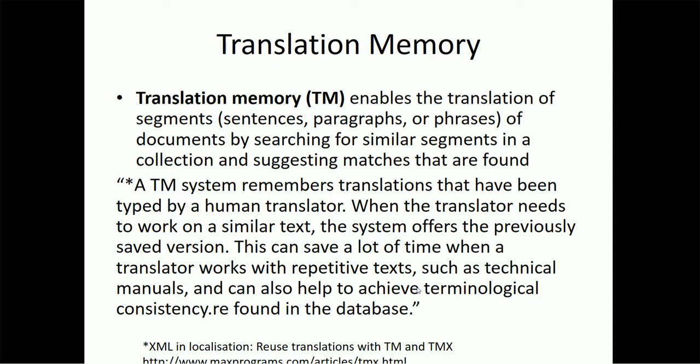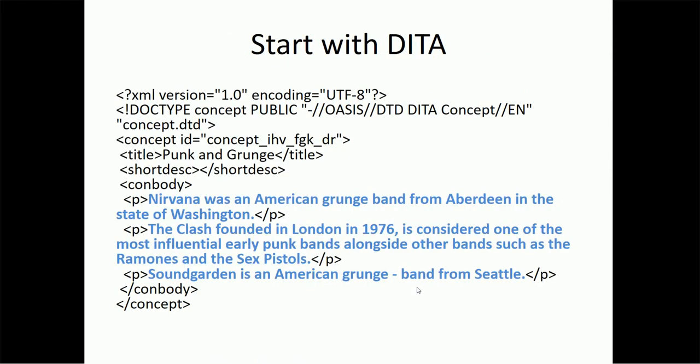Translation memory enables the translation of segments, sentences, paragraphs, or phrases of documents by searching for similar segments in a collection and suggesting matches that are found. To quote the reading that you did to prepare for this class, a TM system remembers translations that have been typed by a human translator. When the translator needs to work on a similar text, the system offers the previously saved version. This can save a lot of time when a translator works with repetitive texts, such as technical manuals, and also can help to achieve terminological consistency found in the database. Some kind of a strange typo there. So how does that work?